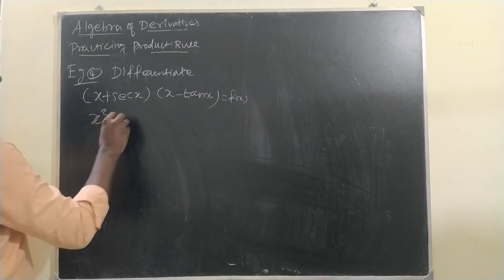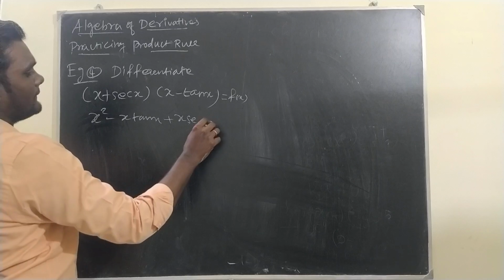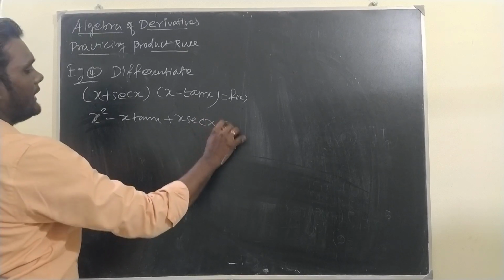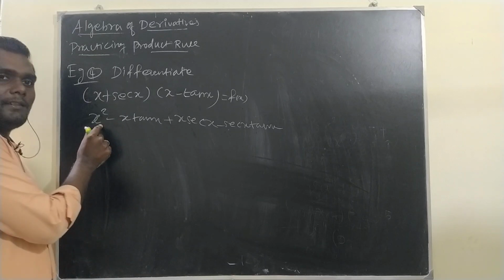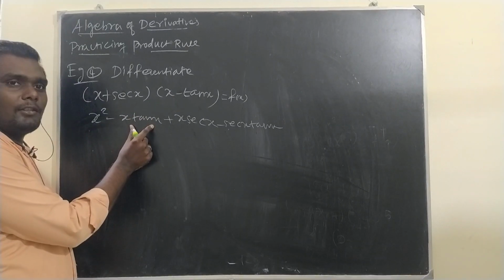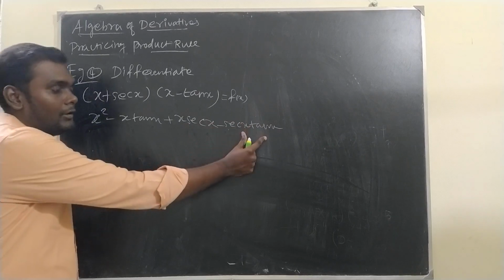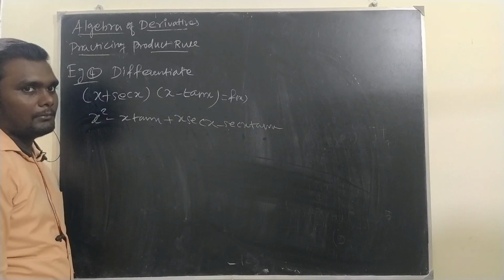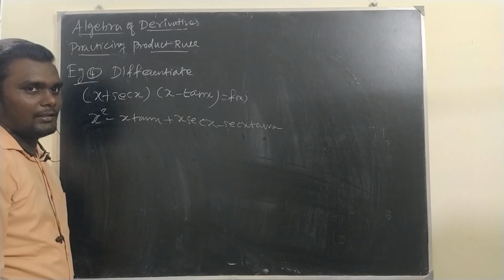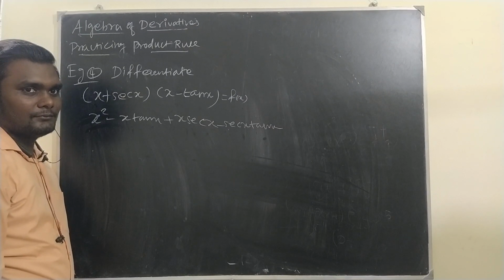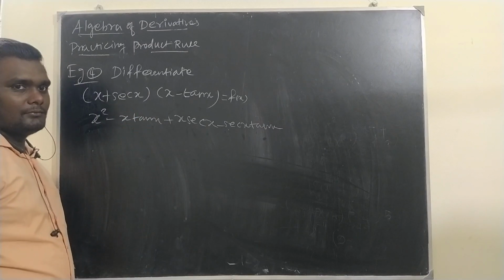So that is x square minus x tan x plus x secant x minus secant x tan x. To derive this, the formula is directly available. To derive this, the UV formula we have to apply. To derive this, another UV formula we have to apply. To derive this, another UV formula we have to apply. That's a bad decision, is it? Though we got the answer, it takes much time.